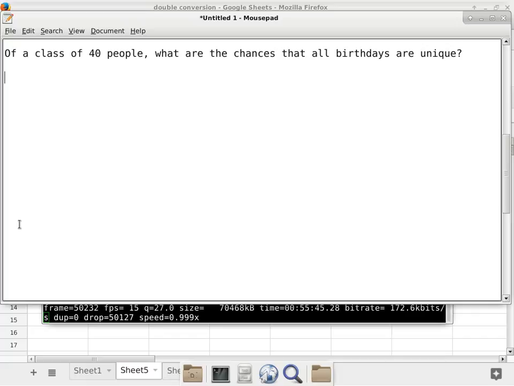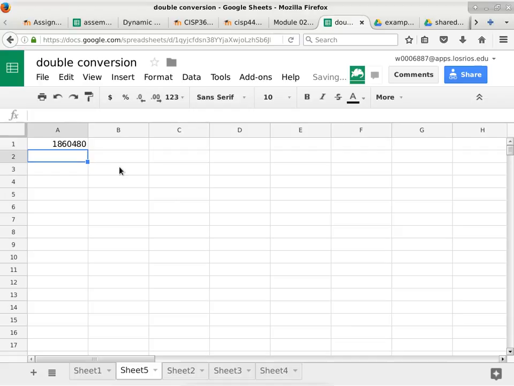Do you think this is a pretty big number? Is it close to 1 or not? On one hand, we have 365 choose 40. On the other side, we have 365 to the power of 40. What do you think? It's a pretty small number, so we'll go ahead and figure that out.